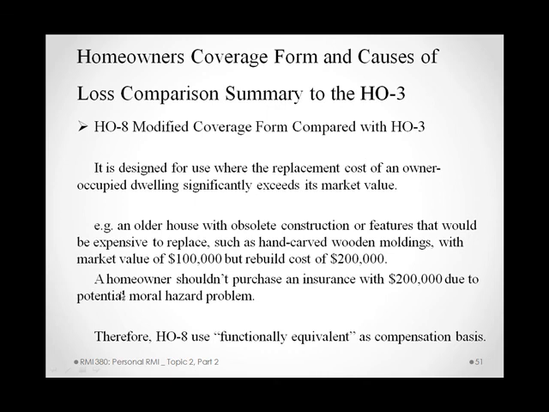In that case, the homeowner shouldn't purchase insurance for $200,000, due to the potential moral hazard problem. Because, for example, if you sell the house, you can only get $100,000. But if you burn it down to rebuild it, the insurance company will pay you $200,000. In that case, you will have an incentive to burn it down, right? So HO8 can use functional replacement cost as a compensation basis.